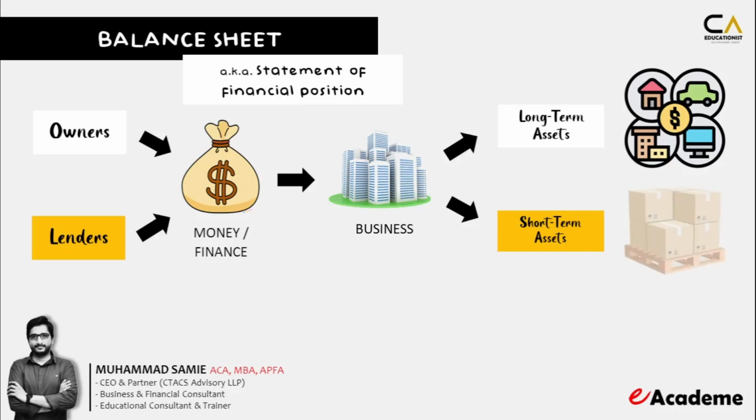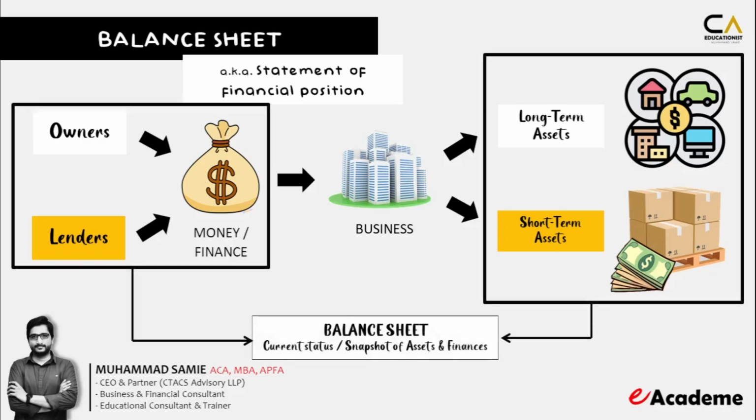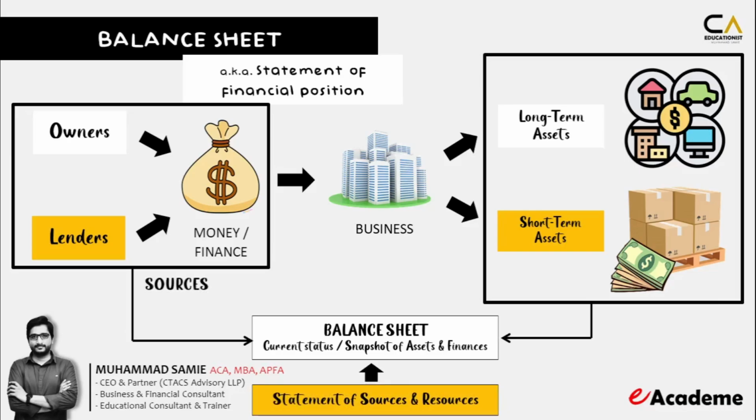Likewise, stock in trade or raw material inventory items have to be purchased for trading or manufacturing of products for sale. The unused cash held by the business is also reflected as cash at bank or cash in hand. So, balance sheet shows the current status or snapshot of these business assets and the financing side of the business. It is also called the statement of sources and resources. The financing side represents the sources from where the finance is obtained, whereas the asset side represents the resources purchased from the available finance.